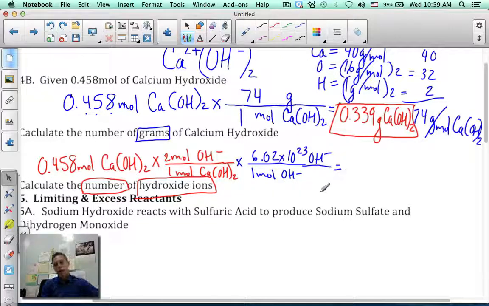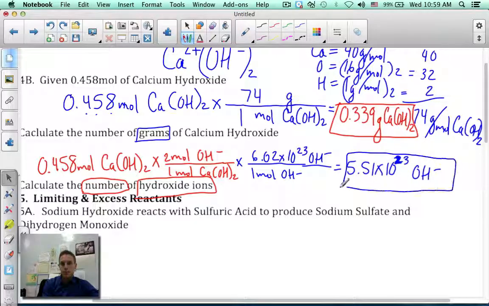And if I do that math, if I take my 0.458 and I multiply it by 2, and then I multiply that times 6.02 times 10 raised to the 23rd, then what I'll have is 5.51 times 10 to the 23rd hydroxide ions. Man, that 2 got very sloppy. And then I'll box my answer. And there you go. You've answered the question.